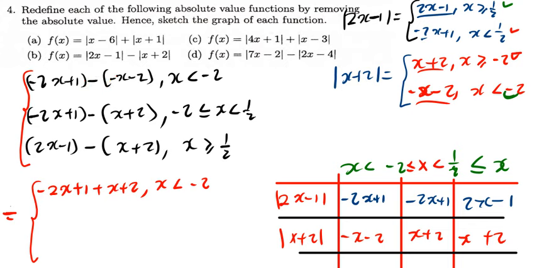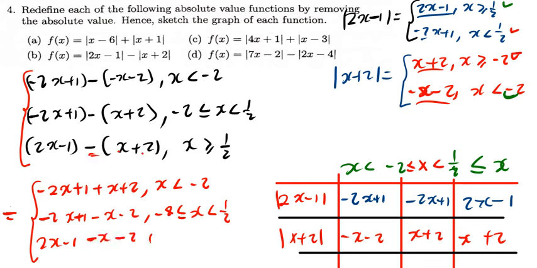Then here I also open the brackets. So it will be negative x minus 2. The condition is negative 2 less than or equal to x less than half. Next, I'll also open the brackets. So here it will be minus this minus 2. This and that negative, this and that negative. The condition is that x is greater than or equal to half.